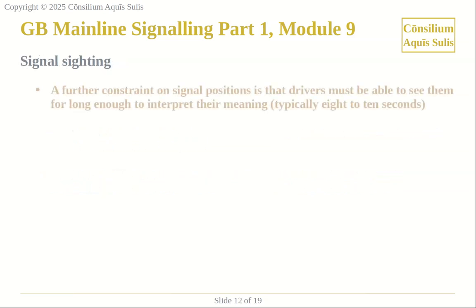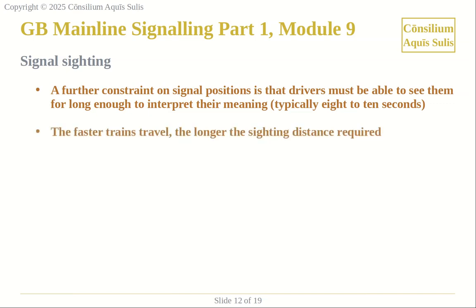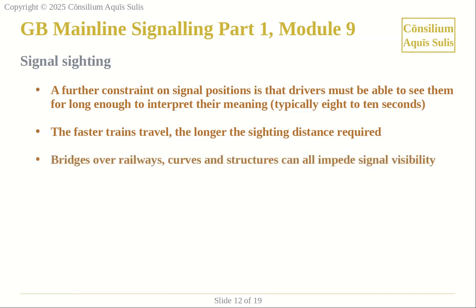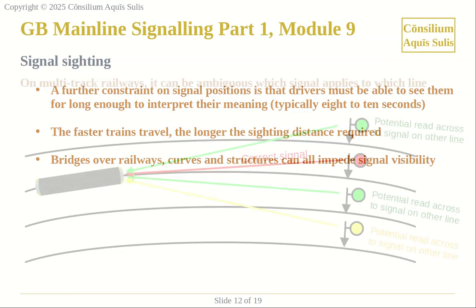Signals also need to be seen by drivers and for long enough that they are able to interpret their meaning. It typically requires about 8 seconds for a simple signal, maybe even up to 10 seconds for a more complex signal. And the faster trains are going, the longer the sighting distance that this time translates into, all of which can be interrupted by bridges over the railways, curves and other structures.